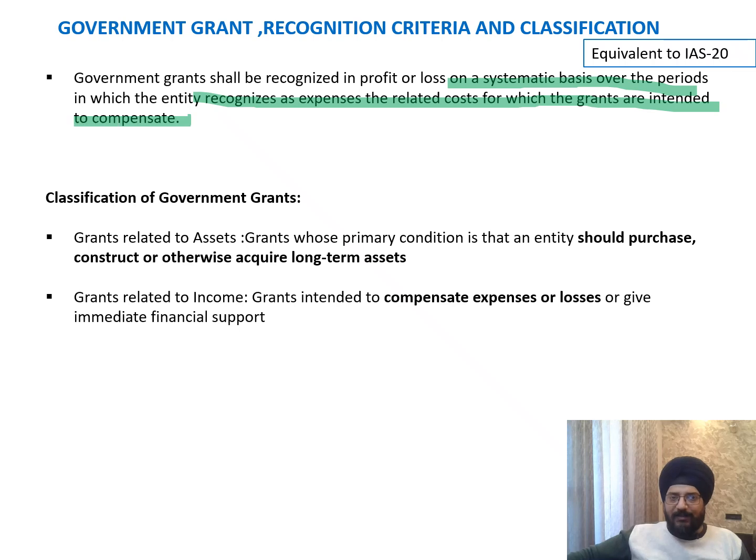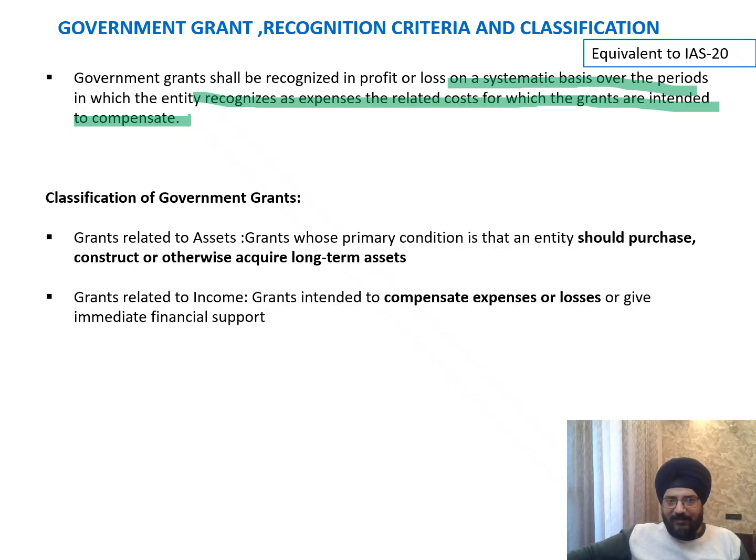So which means that it has to be recognized over the period of years for which the grant has been provided by the government, and it will depend upon how the treatment is going to happen if we are receiving the grant for an asset or grant for an income. So treatment is a bit different. So we'll talk about that in the upcoming slide.